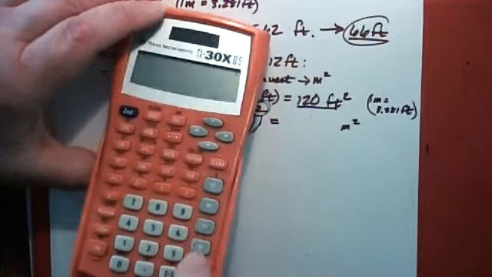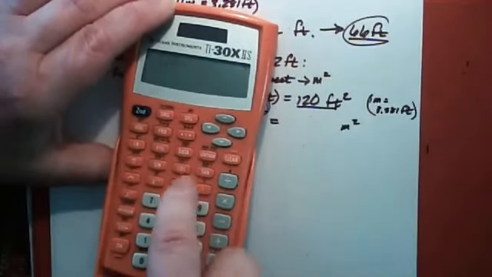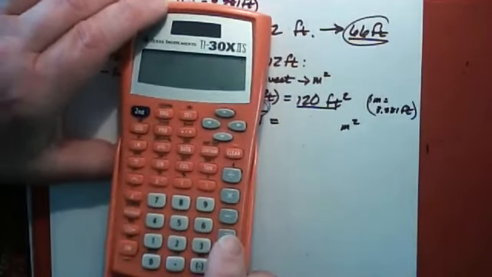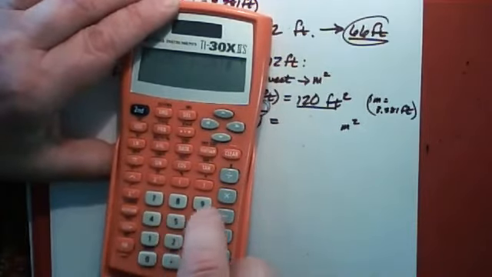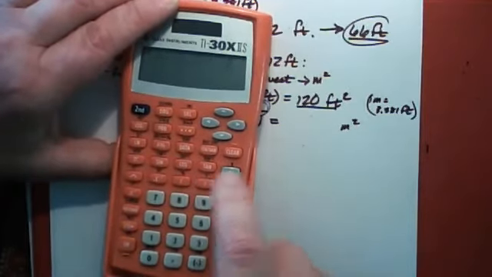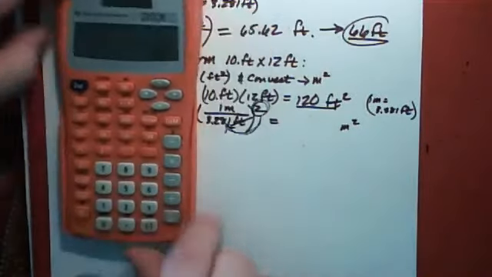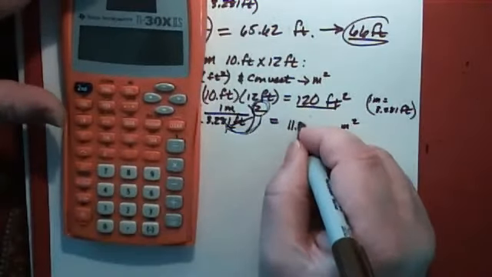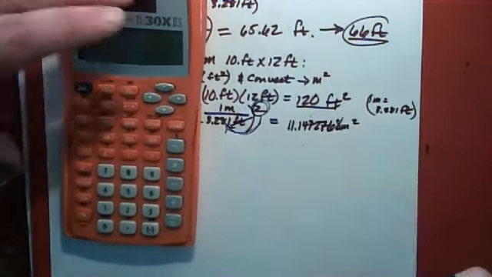Okay, 120 divided by, I'd use parentheses just to be sure, 3.281 to the second, did I say third power? Second power. And close parentheses and then hit equals. And you should get 11.1472768.